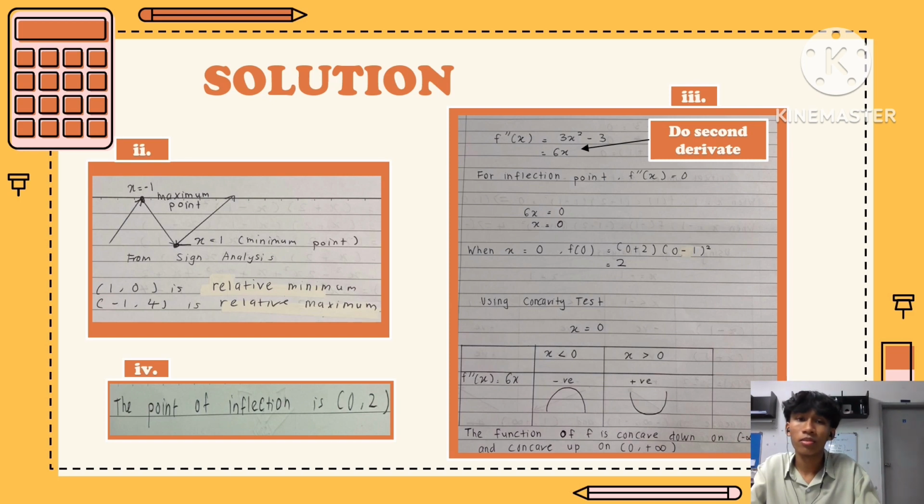For question 3, about concavity and inflection point, what should we do? We do a second derivative, and we will get 6x. So 6x equals 0, so we get x equals 0, and then we substitute the value x equals 0 in f(x). Then we do a concavity test, and we will identify that the function f is concave down on negative infinity to 0 and concave up on 0 to positive infinity. So the point of inflection is (0, 2).